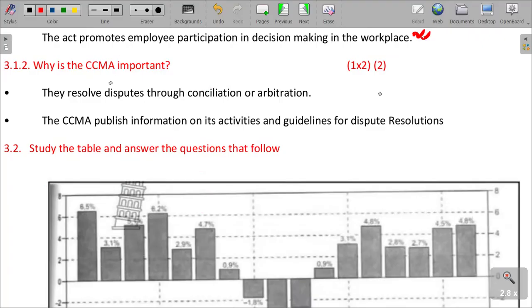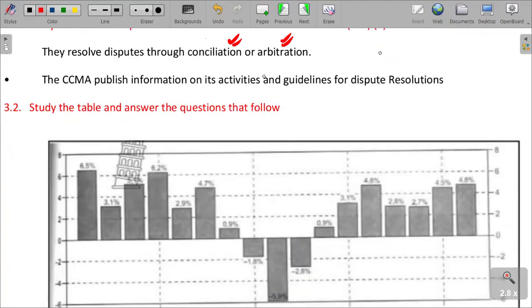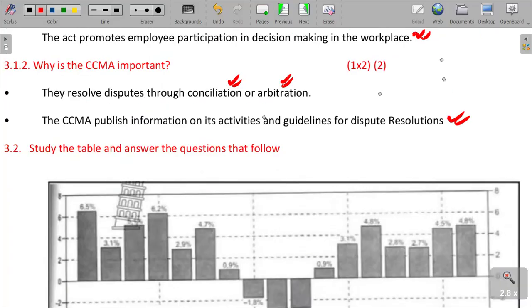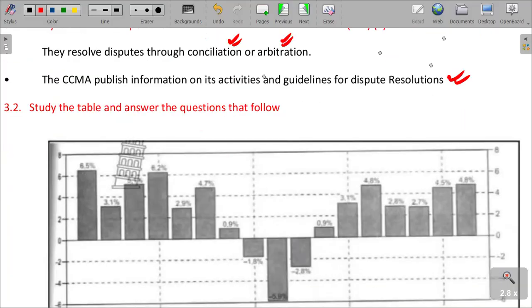And then why is the CCMA important? We say that it is important so that they resolve disputes through conciliation and arbitration, bringing parties together and being an impartial party there. The CCMA also publishes information on activities and guidelines for dispute resolutions, which are also very important in terms of employees, in terms of workplaces, in terms of our economies. So it is quite important to understand that.